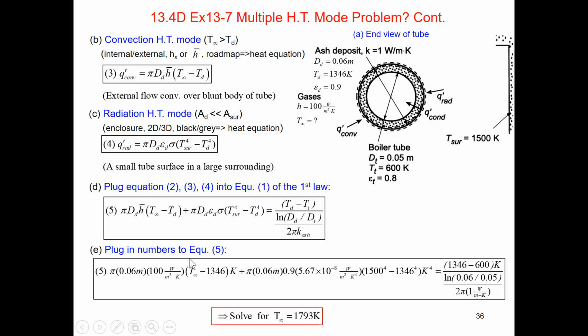E. Plug in numbers to equation 5: pi d h (T infinity minus Td) plus pi d epsilon sigma temperature to the fourth power, equals (Td minus Tt) over natural log of (dd over dt) over 2 pi k. In equation 5, only T infinity is unknown. Solve for T infinity.